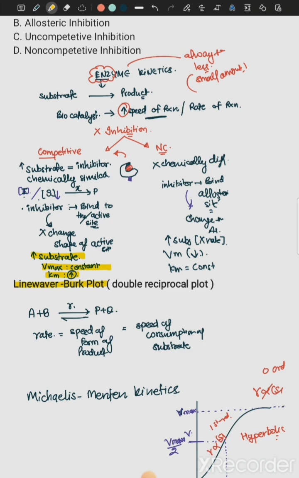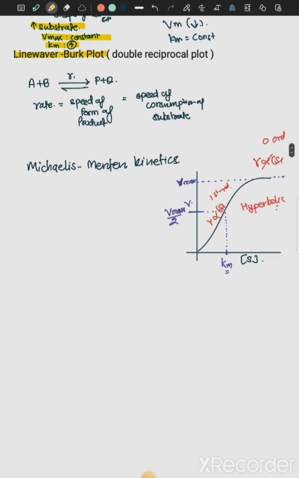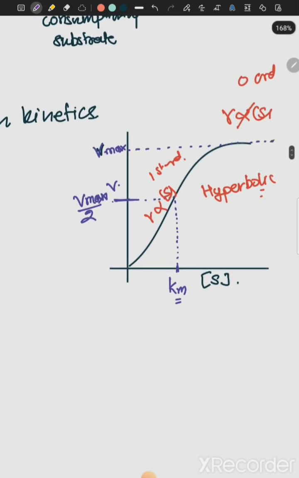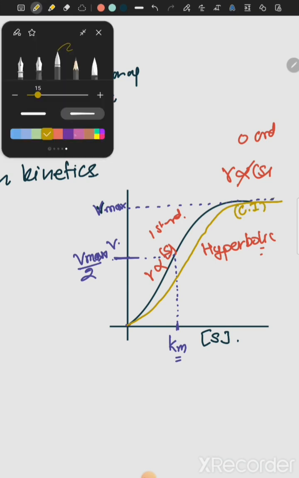Vmax, like the maximum speed of a reaction, is constant. So in this situation, when it is a competitive inhibition, basically it will be like this way. And when there is a non-competitive inhibitor, because you can see that Vmax is same, so it is a competitive inhibitor. Now when it is a non-competitive inhibitor, what will happen in this case?